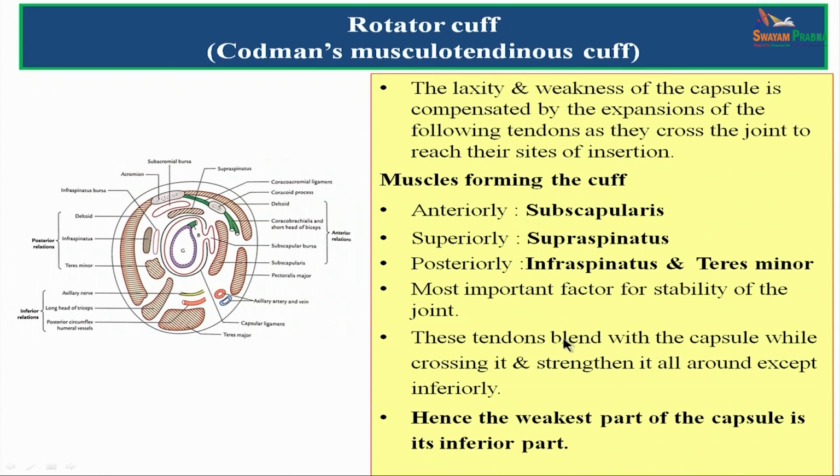These tendons blend well with the fibrous capsule of the shoulder joint as they cross the joint and travel towards their sites of insertion. And there is no muscle supporting inferiorly, hence the weakest part of the capsule is the inferior part of the shoulder joint.